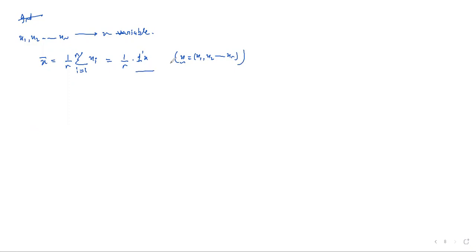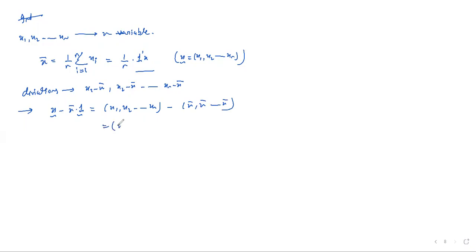Now if I look at the deviation of these n values from the mean, what does it become? The deviations are x1 minus x bar, x2 minus x bar to xn minus x bar, and these deviations can be represented as x minus x bar dot 1, which equals x1, x2 to xn minus x bar, x bar, x bar. So these deviations can be represented as x minus x bar dot 1.